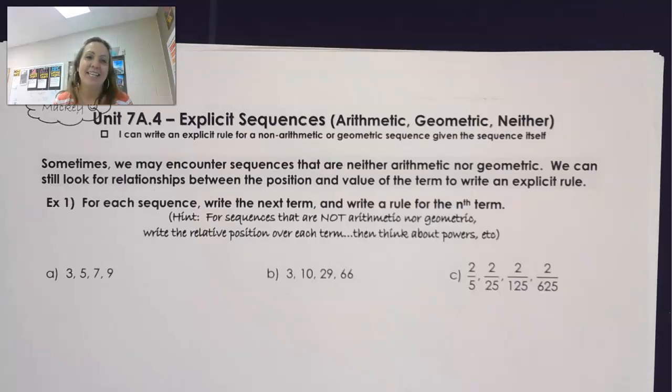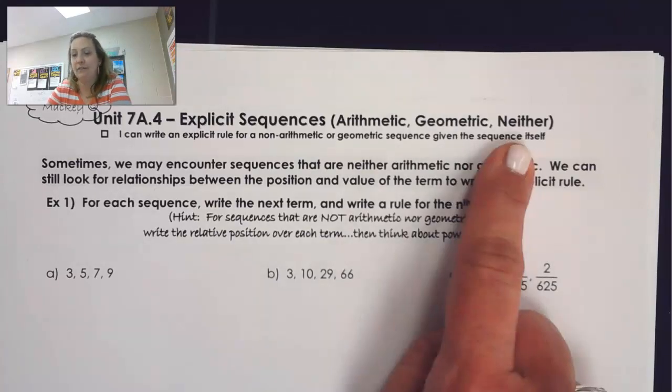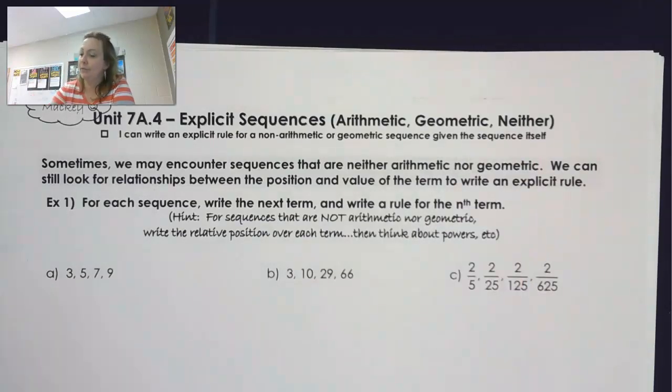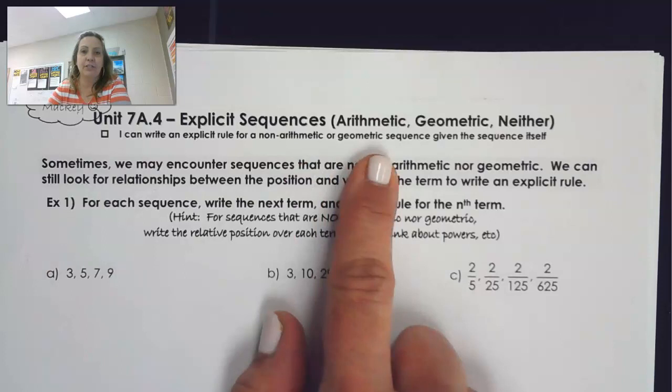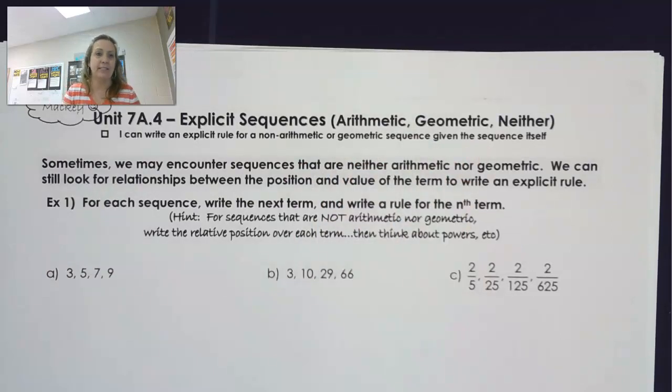Hey there. Today we're going to be wrapping up our lessons about sequences, and we're once again going to look at explicit sequences, and we're going to potentially look at the idea of arithmetic and geometric, but today we're going to look at the idea of neither, okay? So today we're going to write an explicit rule for a non-arithmetic or non-geometric sequence given the sequence itself.